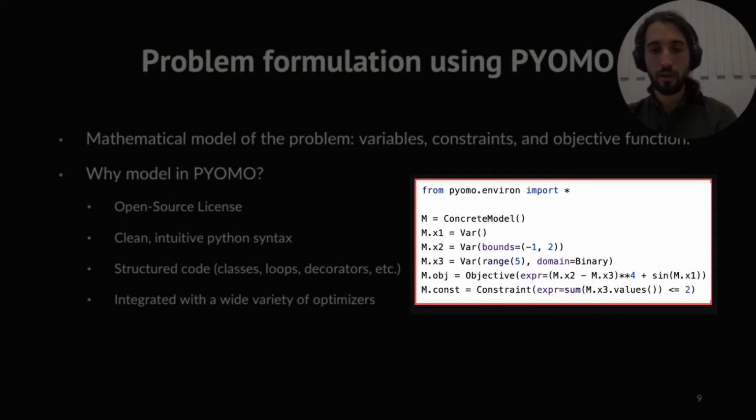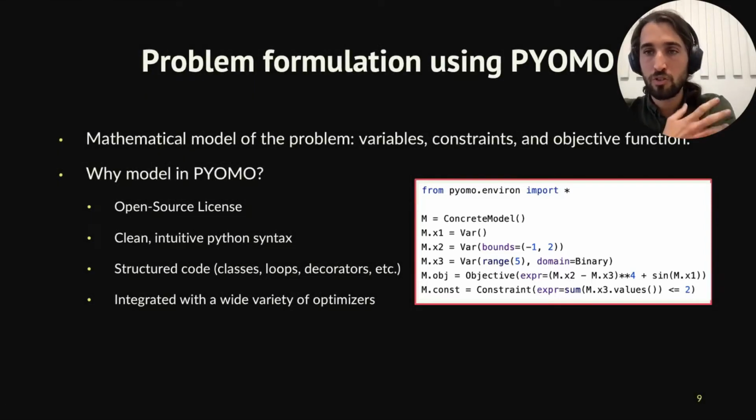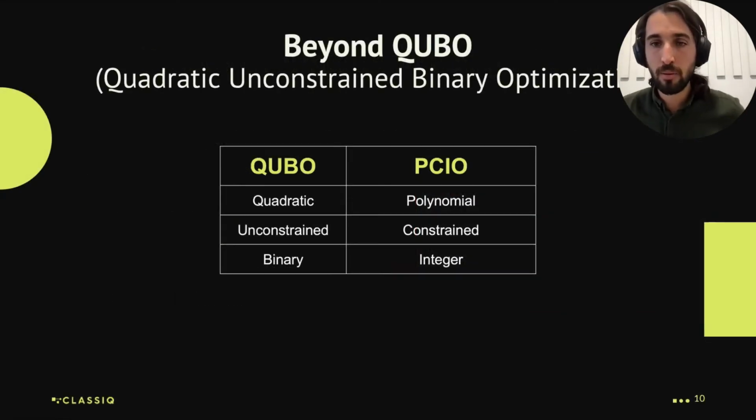Let's see how we define the objective. So here we just define a clear mathematical expression. We want to optimize x2 minus x3 to the power of 4 plus sine x1. And pretty similar is the constraint, but here we have some kind of expression. For example, the sum of x3. I'll just remind that x3 is a vector of variables, and we defined it. We stress that we want it to be less than or equal to 2. Okay, so here were just the basic components of a problem, and let's go on. So we are approaching to talk about quantum optimization.